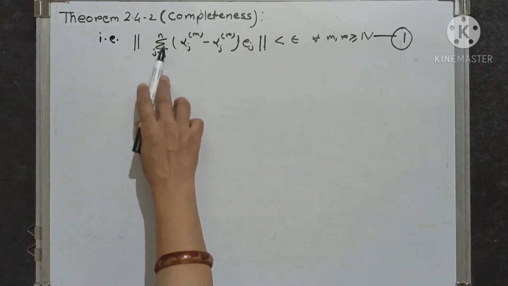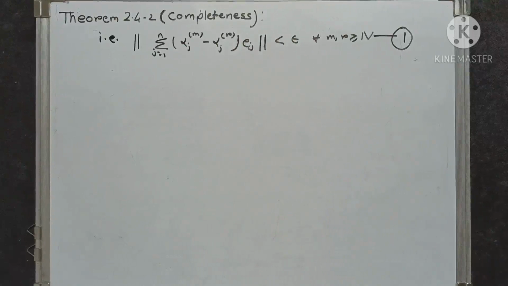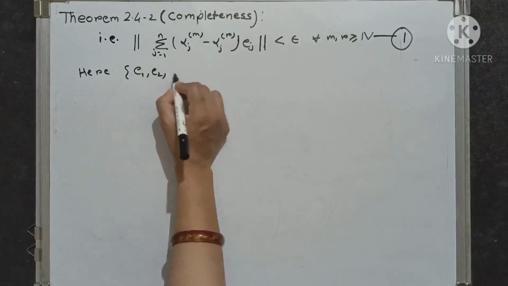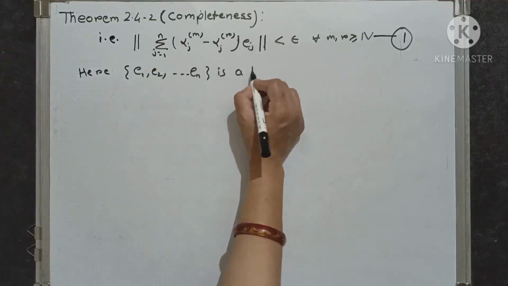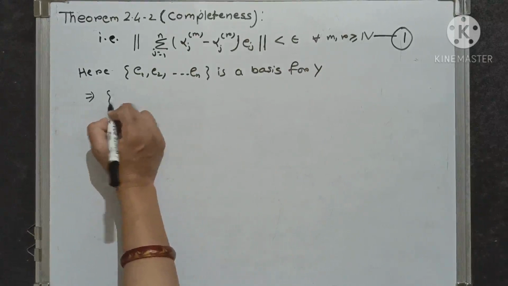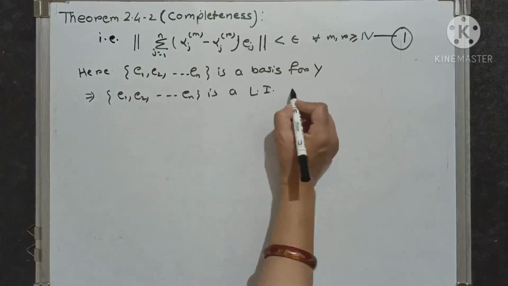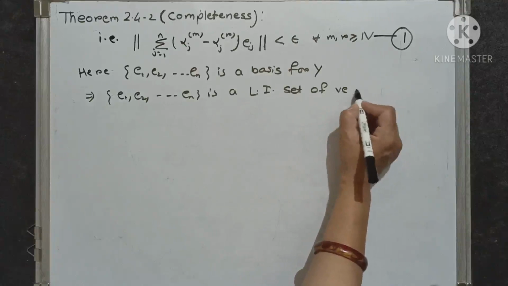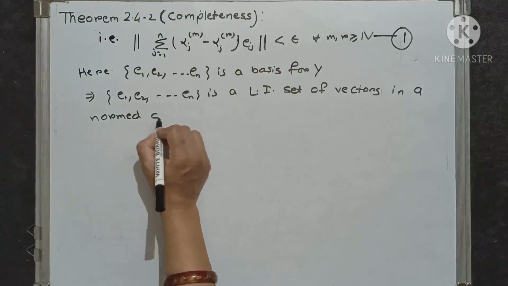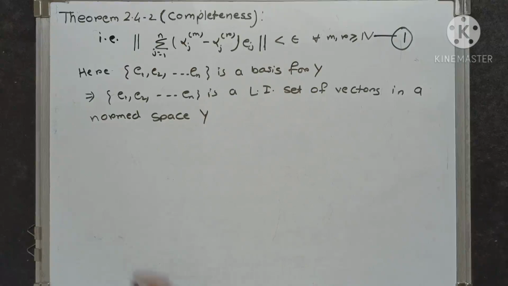That is, norm of summation j from 1 to n of alpha_jm minus alpha_jr into e_j is less than epsilon for all m, r greater than or equal to N. Now here e_1, e_2 up to e_n is a basis for capital Y. As it is a basis for capital Y, it implies that the set e_1, e_2 up to e_n is a linearly independent set of vectors in a normed space capital Y.